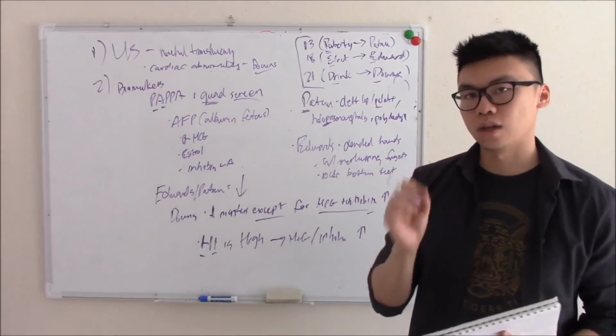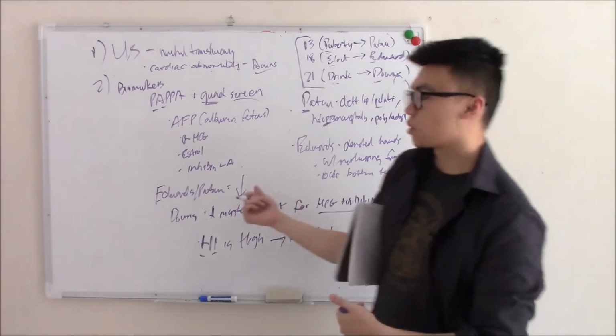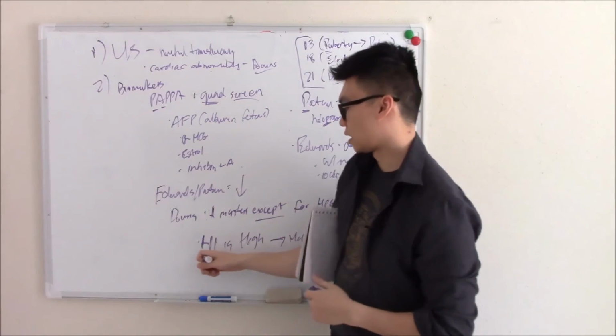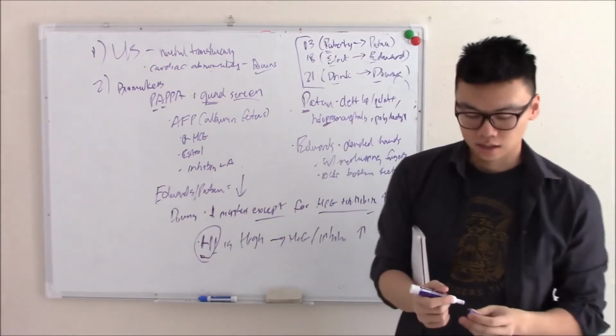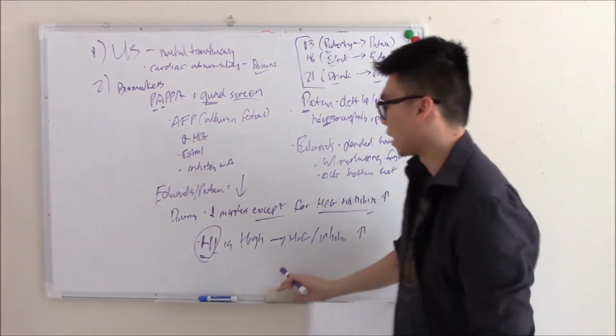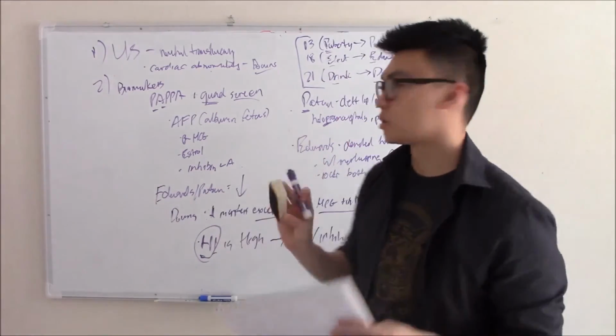high. Know that. So just to recap, Edwards and Patau, everything's down. Downs, everything is down except for high. That is your screening test for chromosomal abnormalities. And those are your classical trisomies.